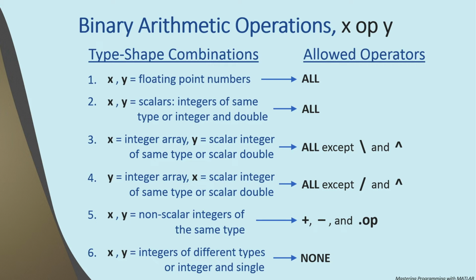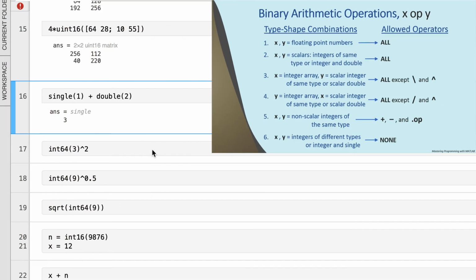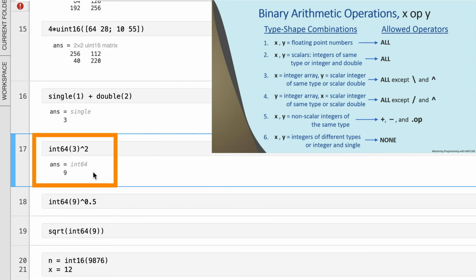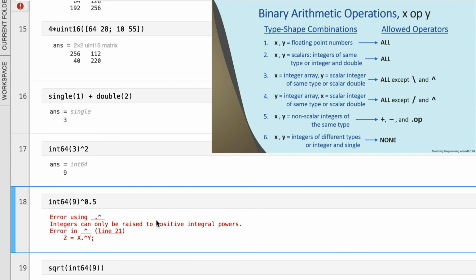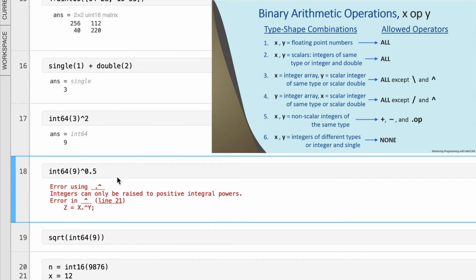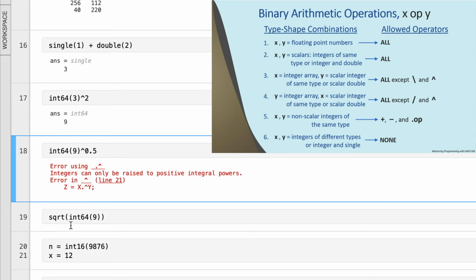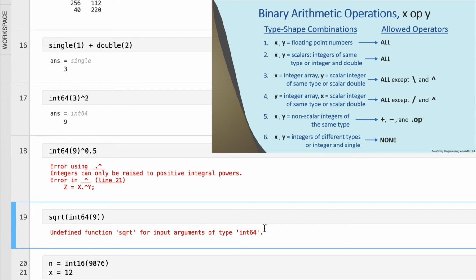Well, there is one exception, and it's really kind of a big one. You can't raise an integer to a fractional power. So, for example, although it's perfectly legal to calculate the square of 3 when the type of 3 is an integer, which obeys Rule 2 for scalars with an integer and a double, you can't go back the other way and calculate the square root of 9 when the type of 9 is an integer. So, well, okay, I see what you're thinking. Nope, you can't use SQRT on an integer type either. See, there's no getting around it.